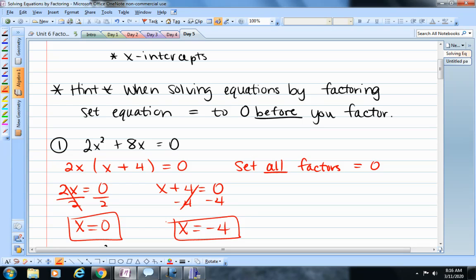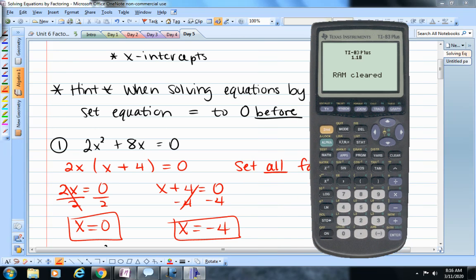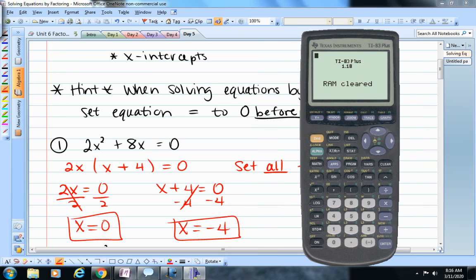Now, I want to check it in my calculator just to show you how these go together. So, turn on your calculator. I got my old dinosaur calculator too. It's okay.